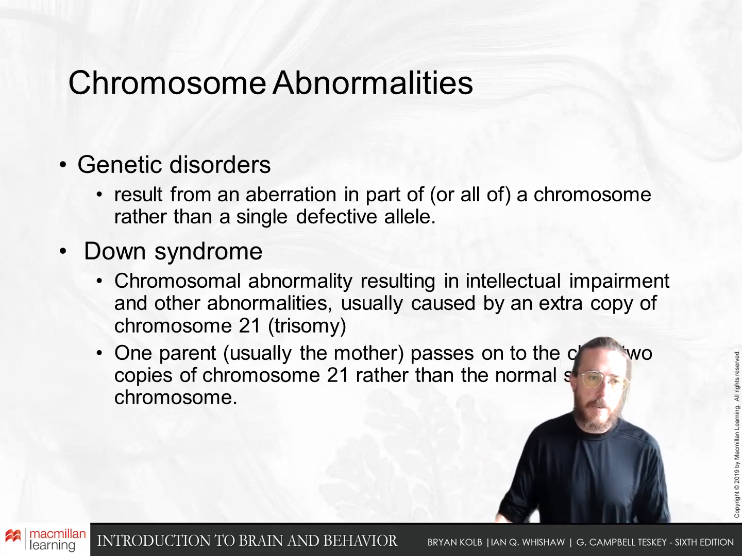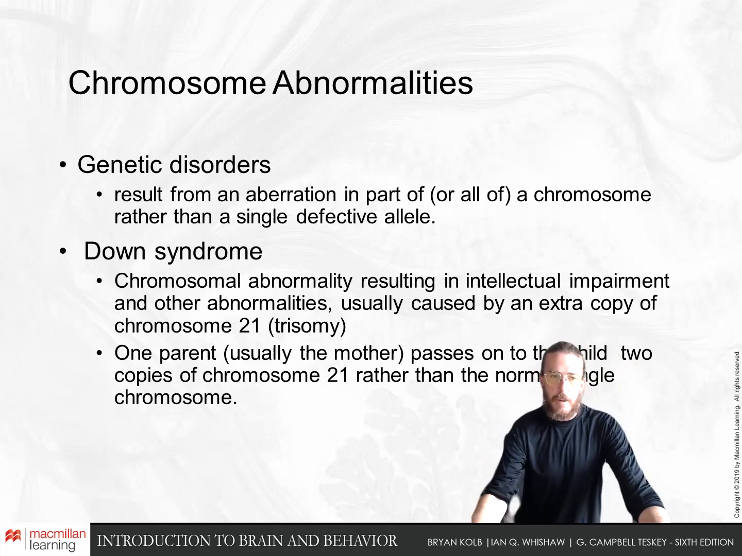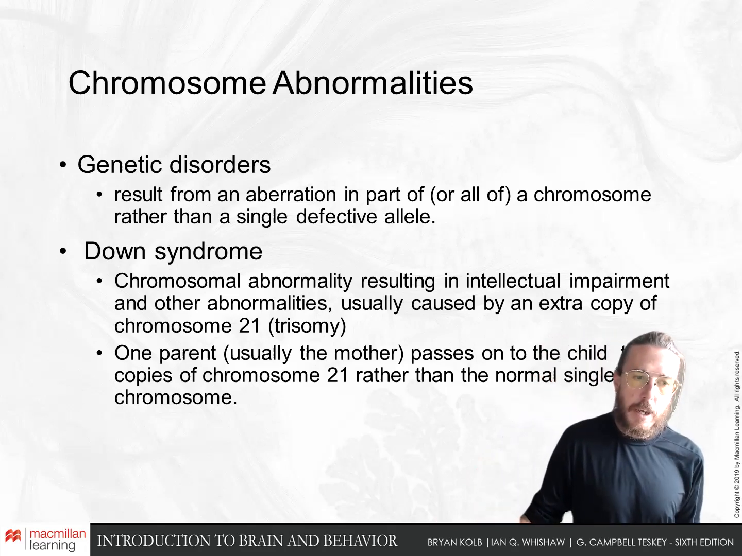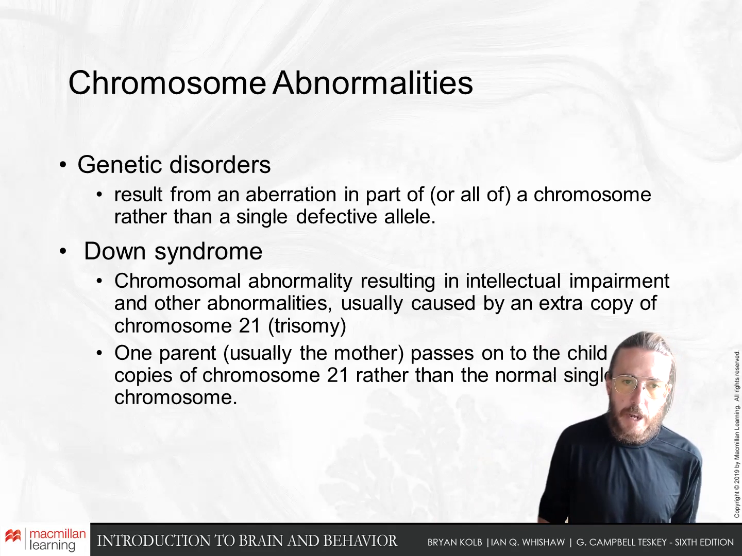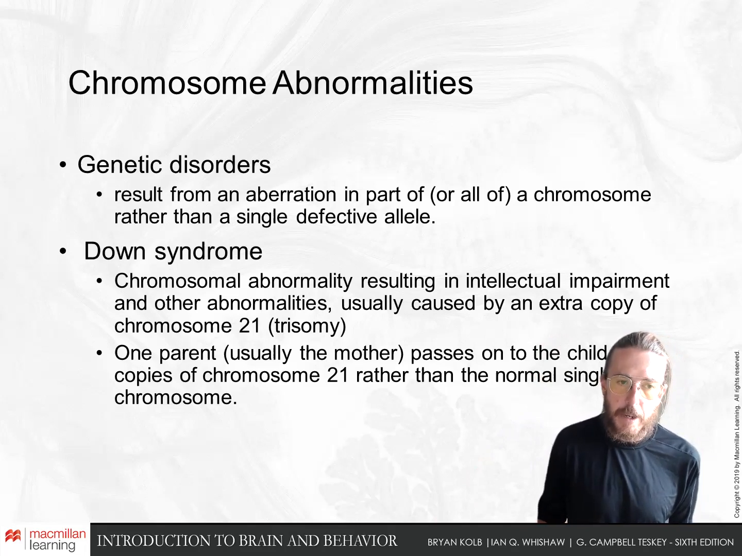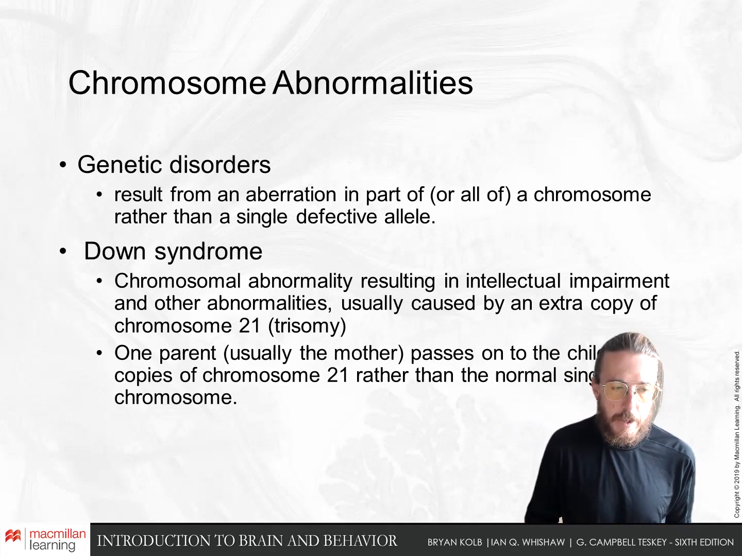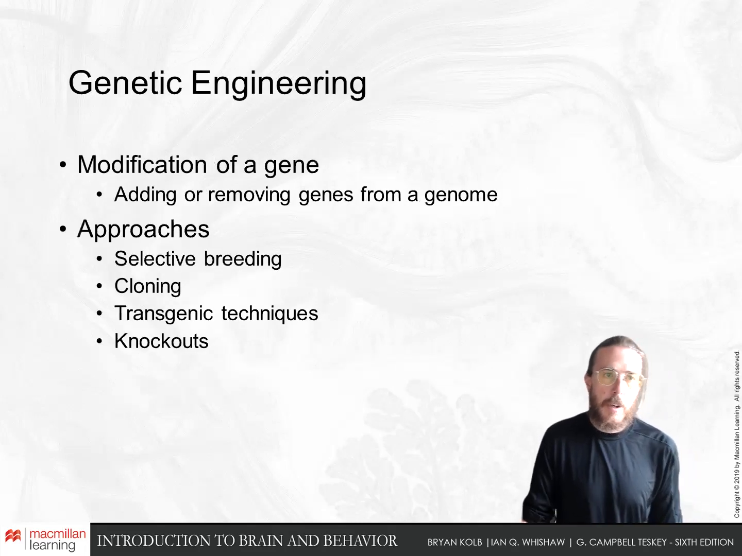So for instance, in Down syndrome, the mother can pass on 2 copies of chromosome 21, and paired with the father's 1 copy of chromosome 21, this can create 3 chromosome 21s, a trisomy. And it's usually the mother, but it can be the father as well. And this creates the disorder called Down syndrome, which leads to intellectual impairment and physical abnormalities, based off the change in proteins expressed by having 3 of those chromosomes.